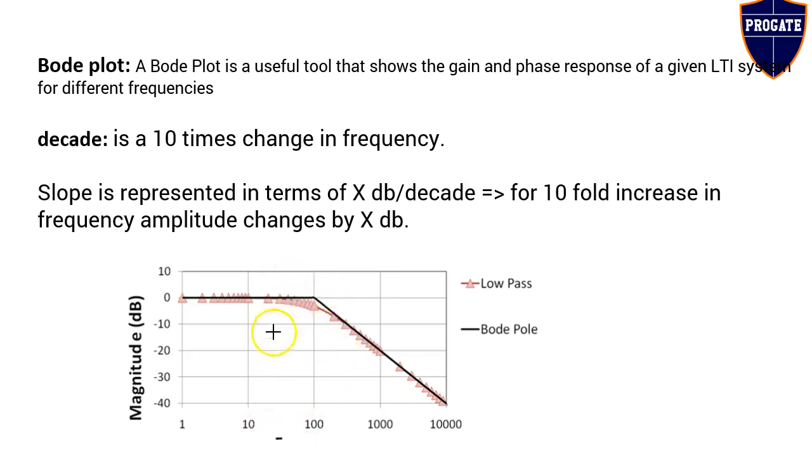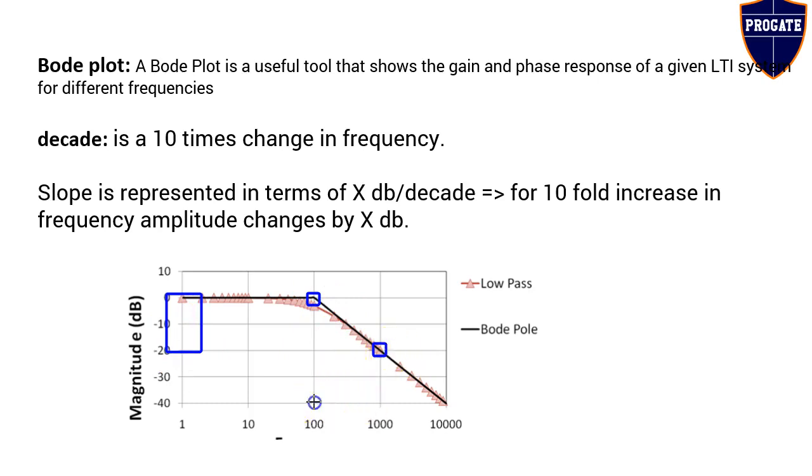So now if you want to find the slope of this graph, say from this point to this point, slope is nothing but delta y by delta x, that is (y2 minus y1) by (x2 minus x1). So delta y, or the change in magnitude, is 20 dB, which is minus 20 dB because it is decreasing from this point to this point.